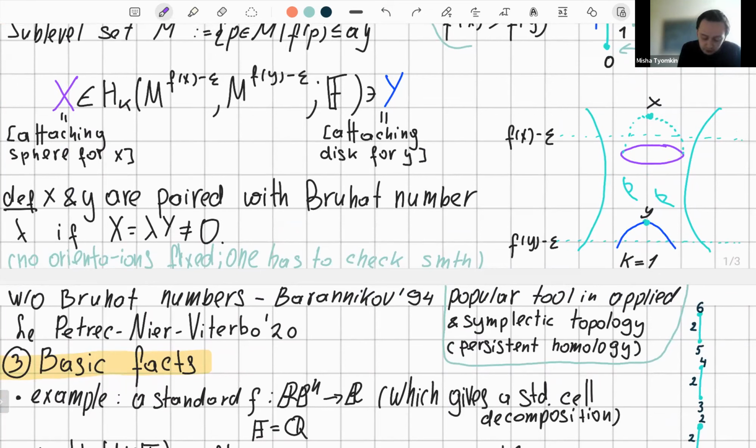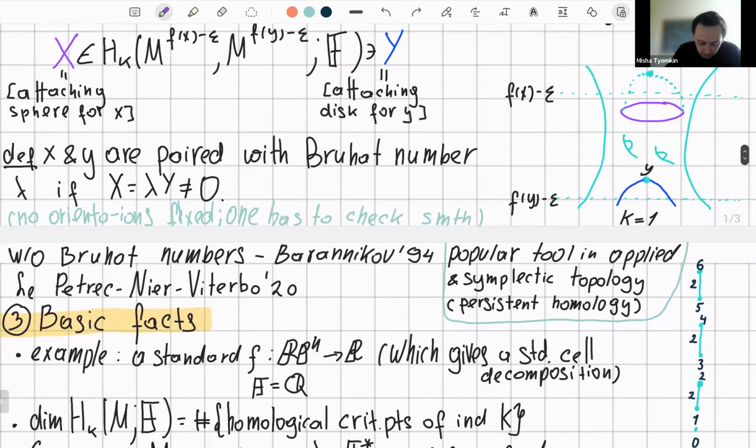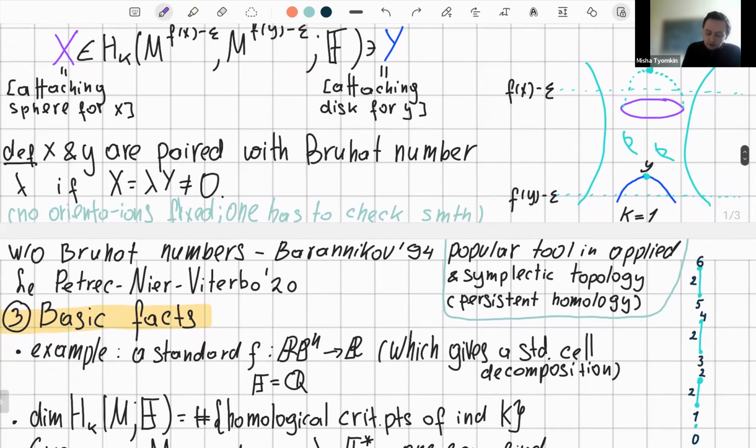Let me take the standard Morse function on RP^n, with field F equal to Q. By standard, I mean that it gives the standard cell decomposition, and it has a critical point in each index from 0 to n. So there are n plus 1 critical points, and the enhanced barcode of the standard Morse function on RP^n with field equal to Q is given on the right.